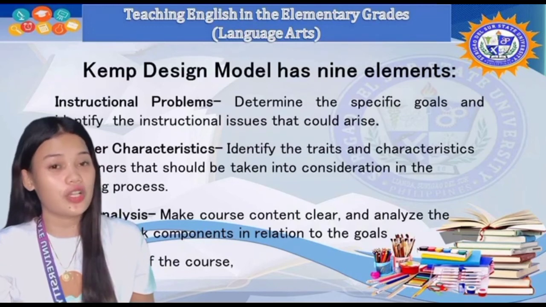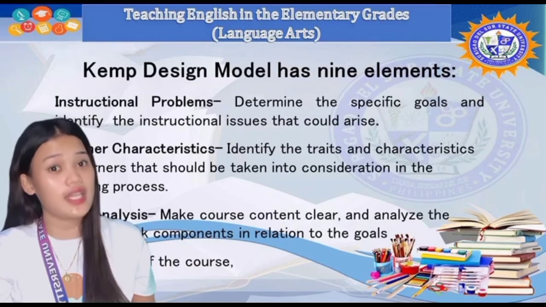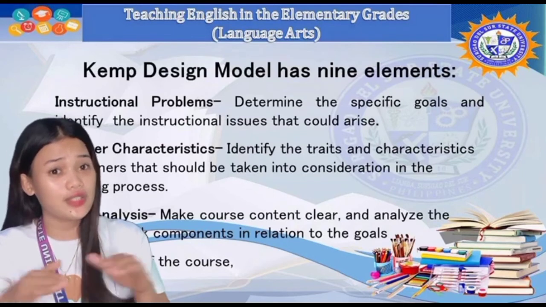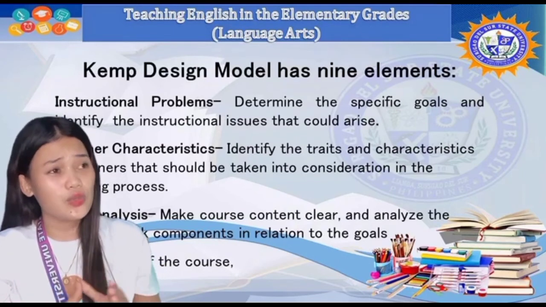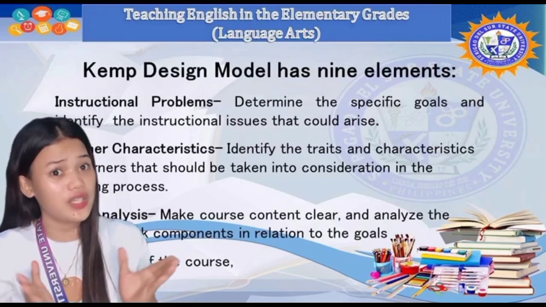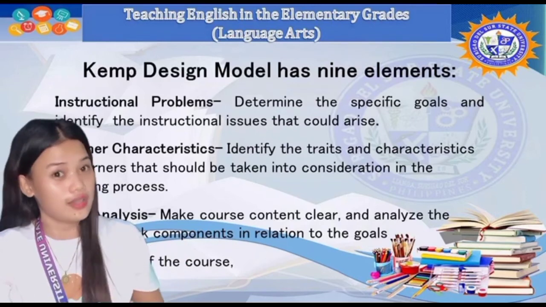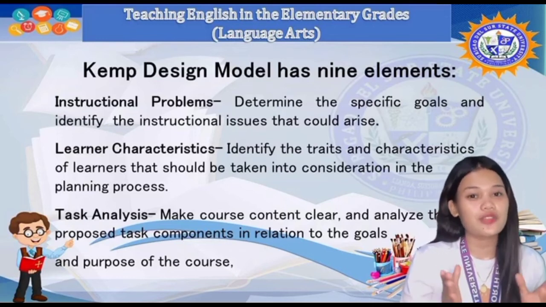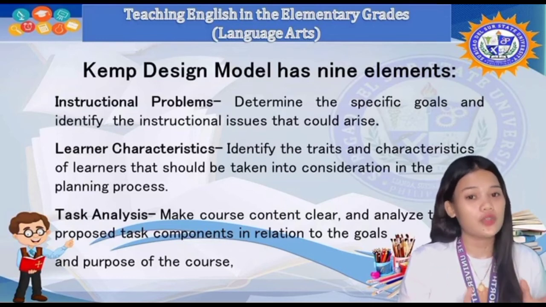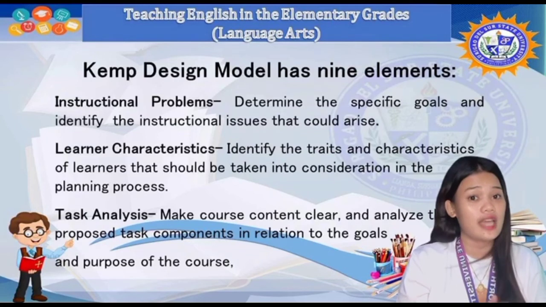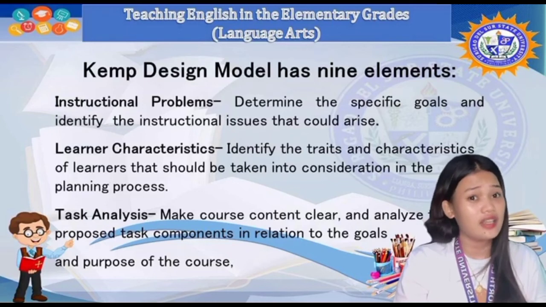First is the instructional problem. It determines the specific goals and identifies the instructional issues that could arise. In the first step, learning outcomes are defined. It includes what the students need to learn or acquire, in which broad concept, new knowledge, or some specific course content. Number 2, learner characteristics. It identifies the traits and characteristics of learners that should be taken into consideration in the planning process. In the second phase, it focuses on student learning styles, needs, and cognitive load-related topics, tasks, and procedures.